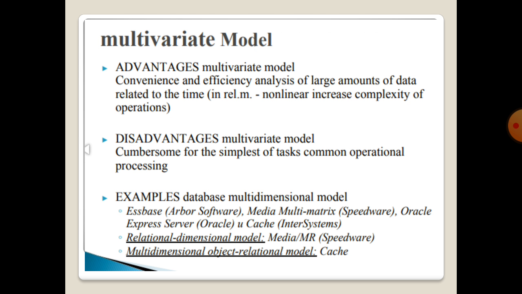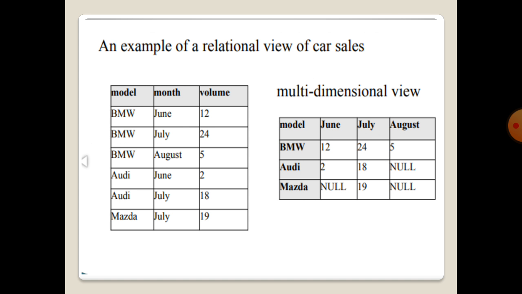Multivariate model. Advantages of multivariate model. Convenience and efficiency of analysis of a large amount of data related to time. In real M, non-linear increase of complexity of operations. And disadvantages of multivariate model. Cumbersome for the simplest of tasks, common operational processing. And there are some examples of database multidimensional model. An example of a relational view of car sales, multidimensional view.